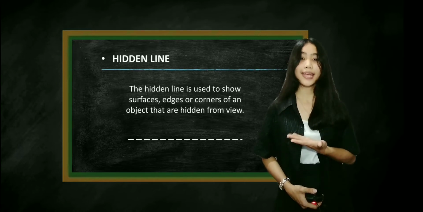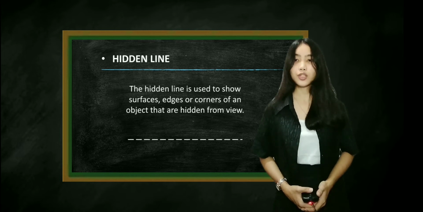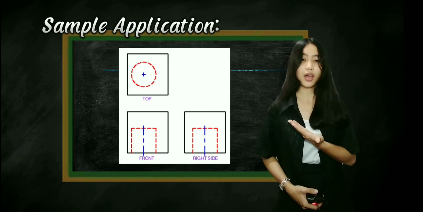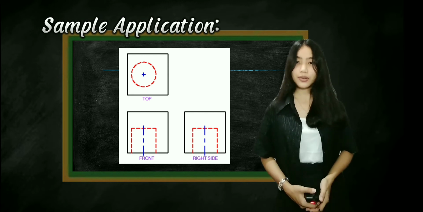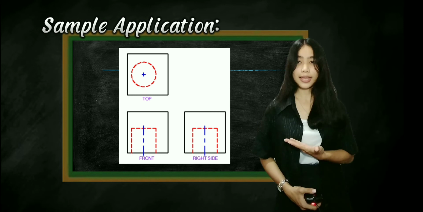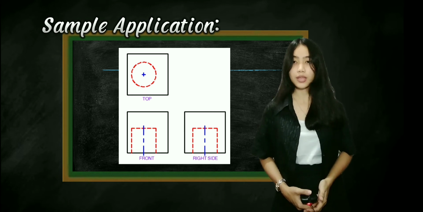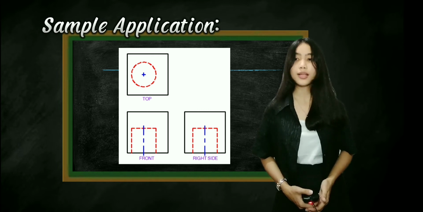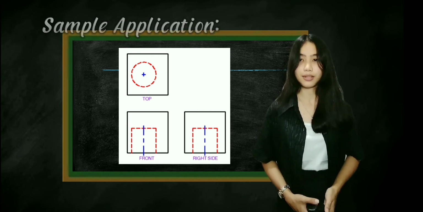Number 4, hidden line. Hidden line is used to show surfaces, edges, or corners of an object that are hidden from view. Here is a sample application of hidden line. As you can see, it has short dashed lines used to show non-visible surfaces. Usually shows a medium thickness measuring 0.35 to 0.45 mm.